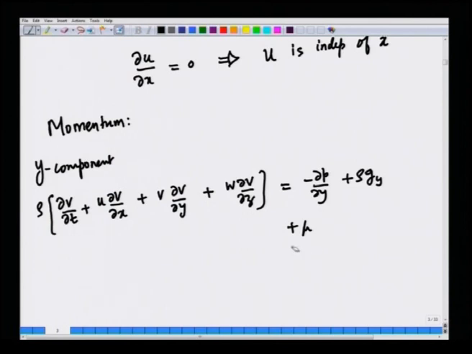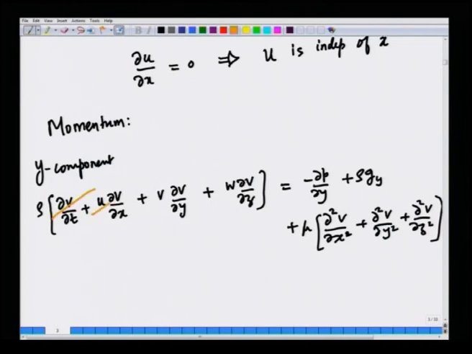Times the Laplacian of the y component of velocity. Okay. Now, let us look at which of these terms are important. Now, we have assumed that there is no velocity in the y direction. So, all these terms are 0.